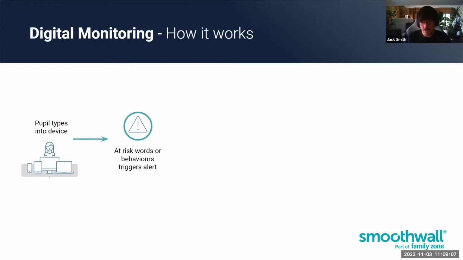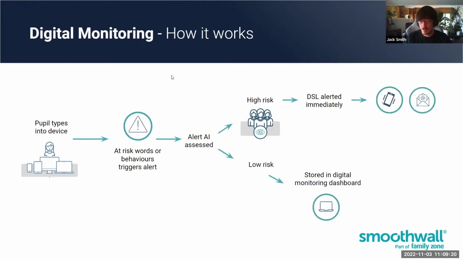The third part of the stage, if you could give another click, Sean, is that the AI assesses the thing that has been typed, and it's going to analyze it and decide whether it's high risk or low risk. If it's high risk, it's going to go into a team of humans, and that team of humans will double check that the AI has been correct in assessing it as high risk. And if so, they'll pass it straight to your DSL.